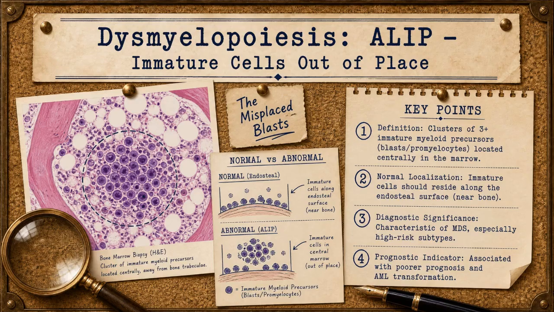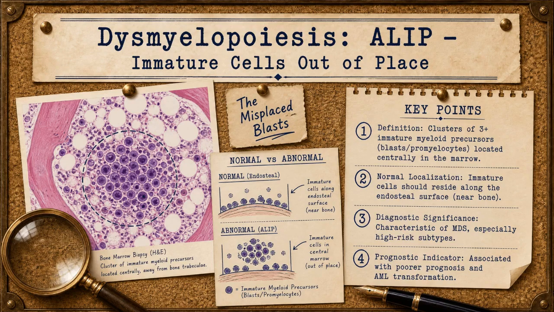In MDS, however, these immature cells decide to set up shop in the middle of the marrow space, forming distinct clusters. This abnormal localization is not just a random occurrence, it's a direct reflection of the disordered hematopoiesis in MDS. The diagnostic significance of ALIP is considerable. It is considered a characteristic finding in bone marrow biopsy specimens from patients with MDS, particularly those subtypes that have a higher risk of transforming into acute myeloid leukemia. So, when you see these central clusters of immature myeloid cells, it's a strong signal that you're dealing with MDS.